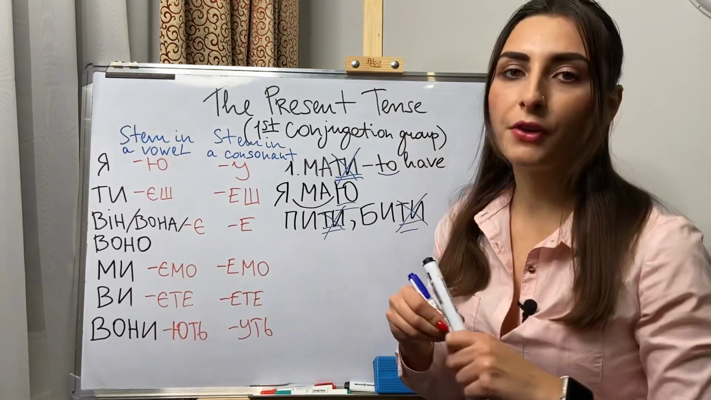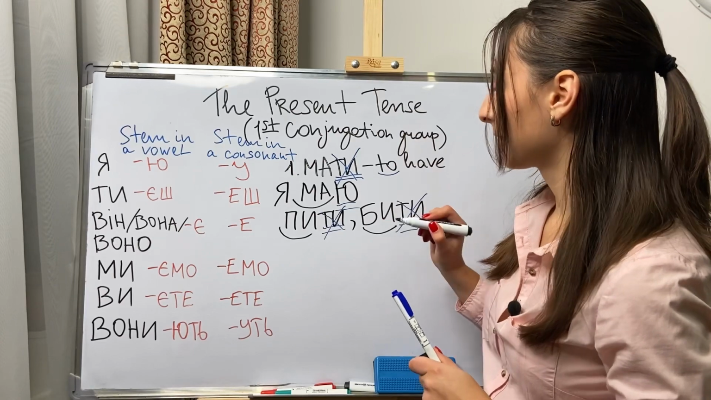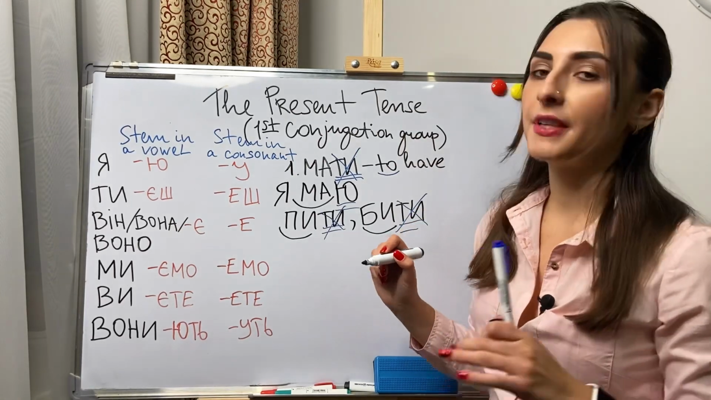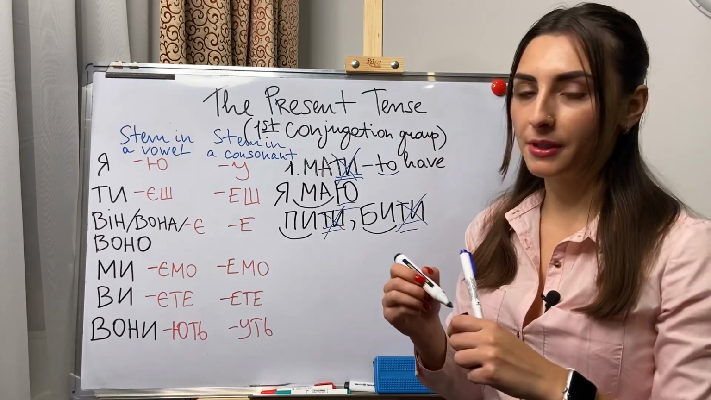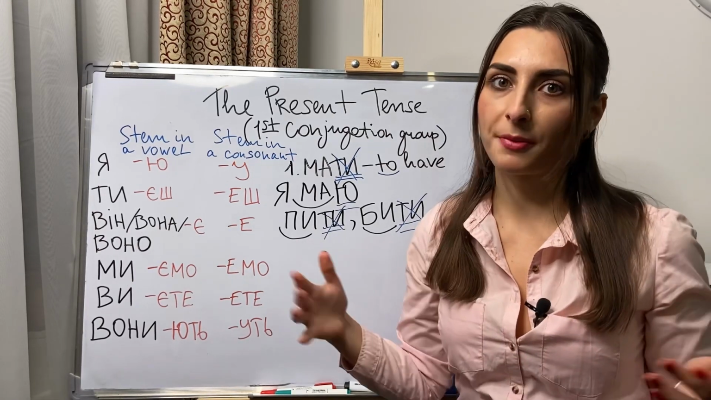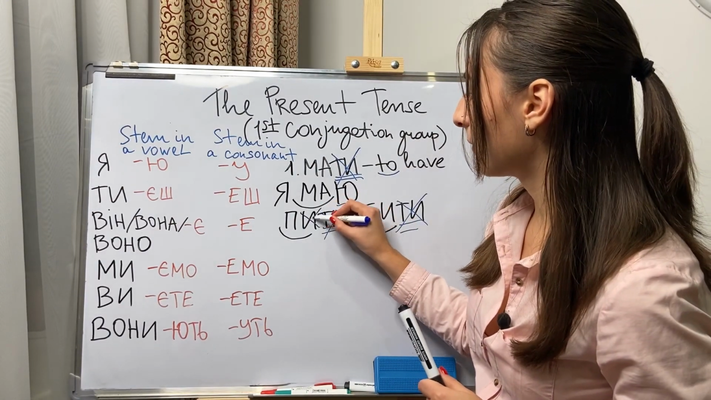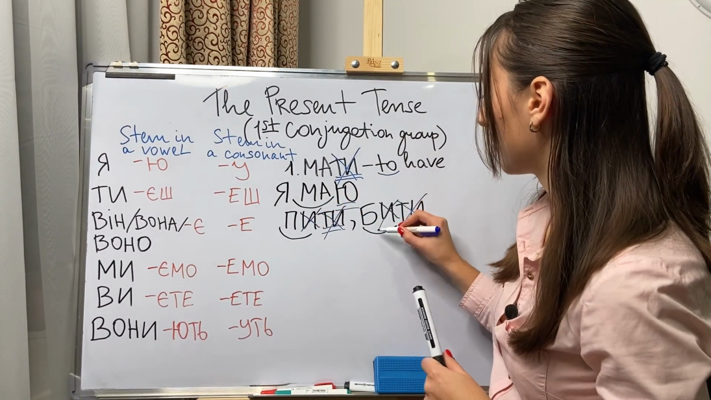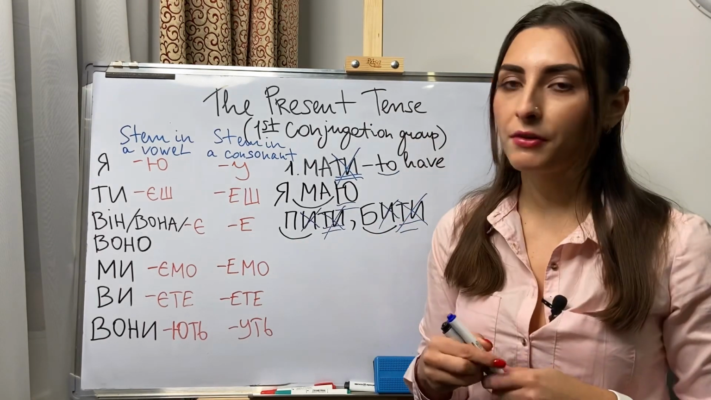And then we have the stems пи and би. But the formation of these verbs is a little bit different because these verbs are exceptions. Also, you have to omit this vowel и, and here you drop this vowel и. And then we have п and б. So how to conjugate them?